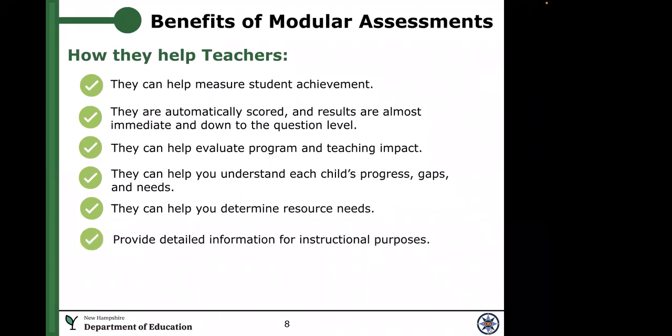Obviously, they're going to provide some detailed information for instructional purposes as you start to look at where students are doing really well or where they might not be doing as well. It can help you figure out what you're going to focus on for the next few weeks and what you might need to reteach in a different way or what you might be able to let go.